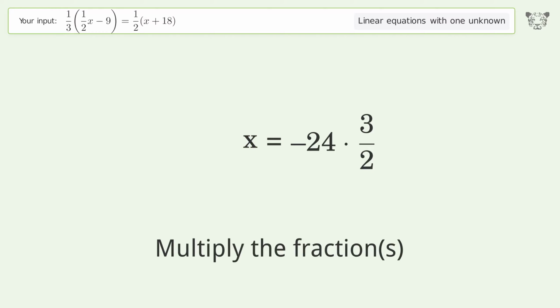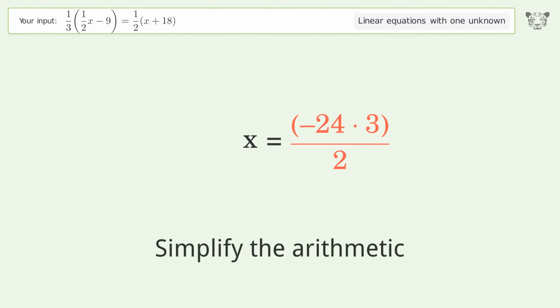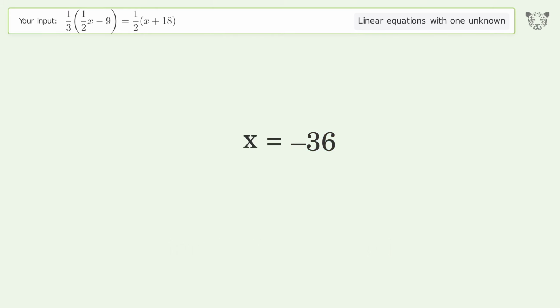Multiply the fractions. Simplify the arithmetic. And so the final result is x equals -36.